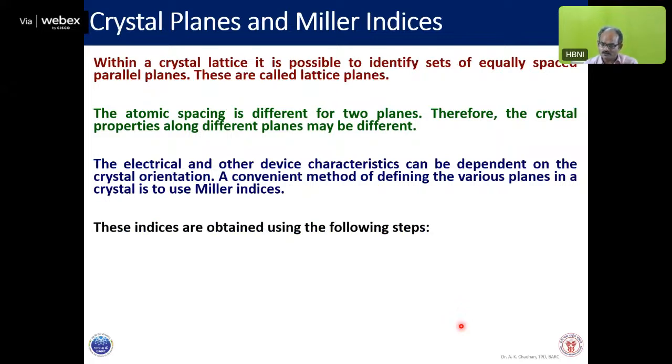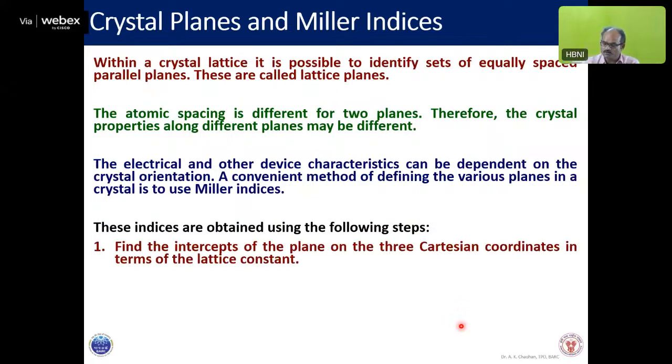A convenient method of defining the various planes in a crystal is to use Miller indices. I will go through this very quickly because you should already have an idea what the planes are. So what are Miller indices? These are where the planes are represented by certain numbers. How are these obtained?